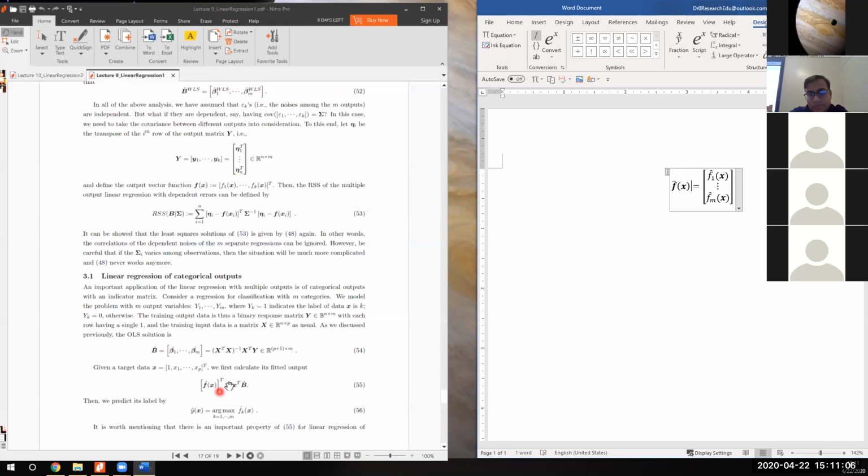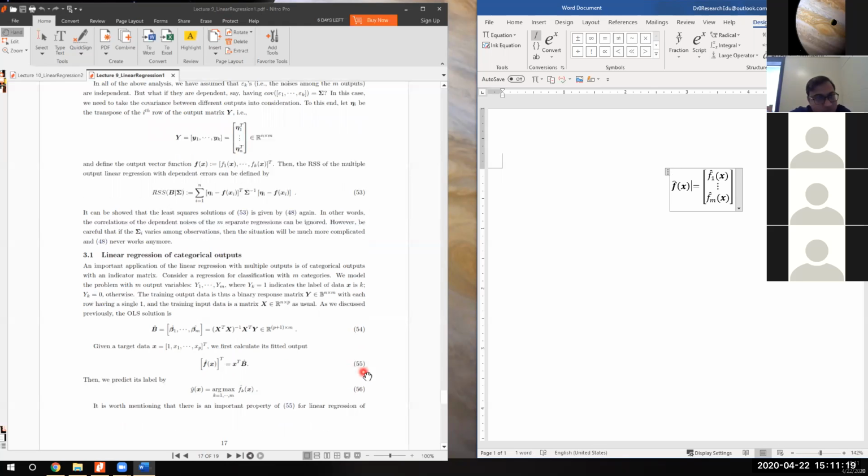And the reason I write it with a transpose t is that if I write it this way, x transpose beta hat, that's a row vector. So I want to make it a row vector. That's why I make a t here, okay? So this is 55.